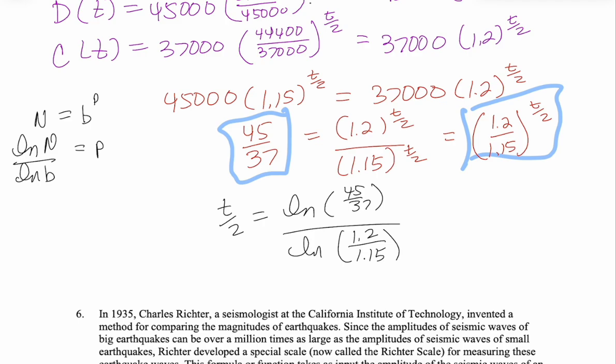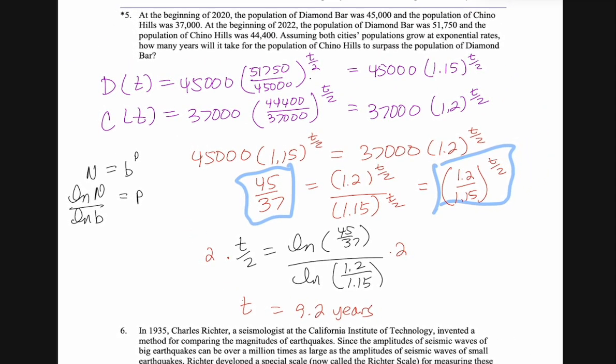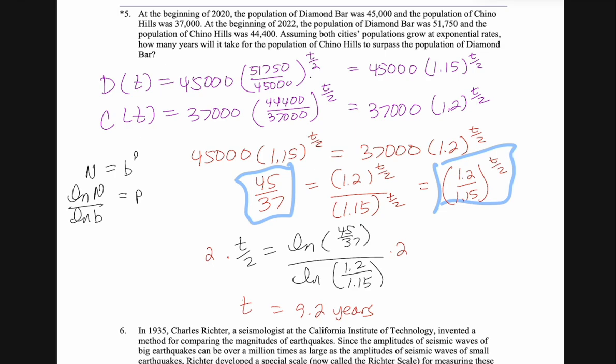Now, you'll see that t over 2 there. That t over 2, we saw one earlier like that. Just multiply both sides by 2, and you'll get what you want. So if you throw all that into a calculator, they're equal, it's about 9.2 years. So in 9.2 years, Diamond Bar's population and Chino Hills' population will be the exact amount.